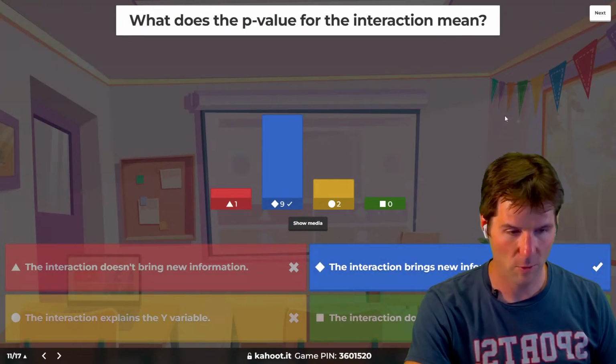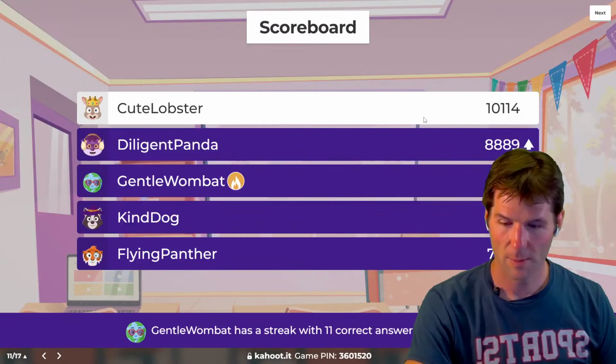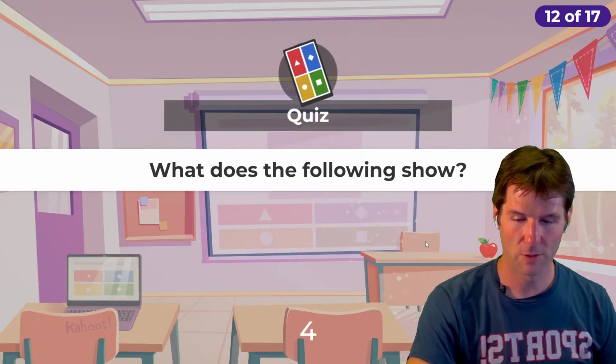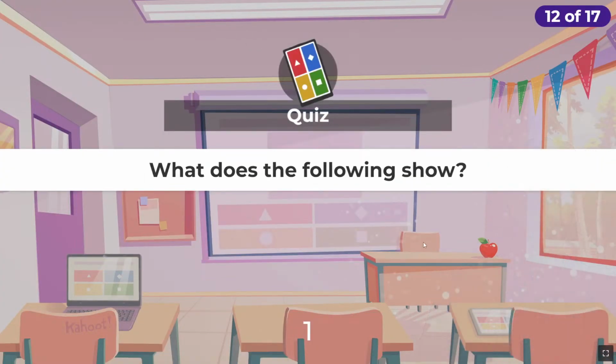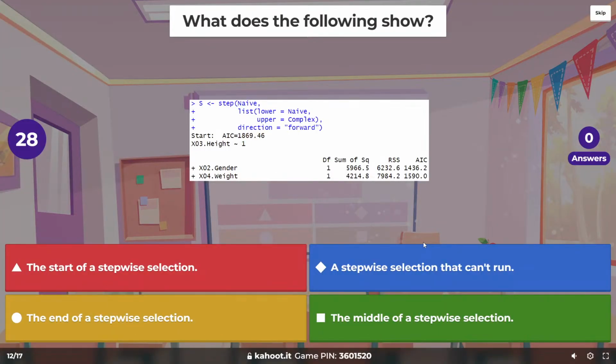Okay. A few more questions. Here we go. Next question. What does the following show? Oh my gosh. What do we got right here? What is this procedure? What does this show? Who knows? You should know this output. Yep. You will be running this. What is this? Oh no, we only have 10 people. Good.